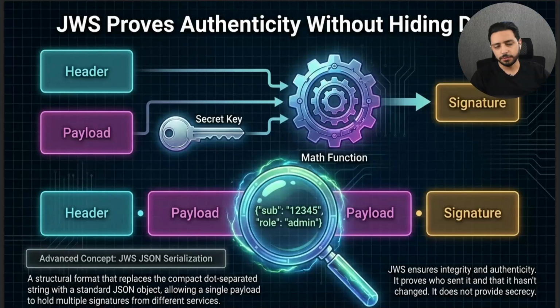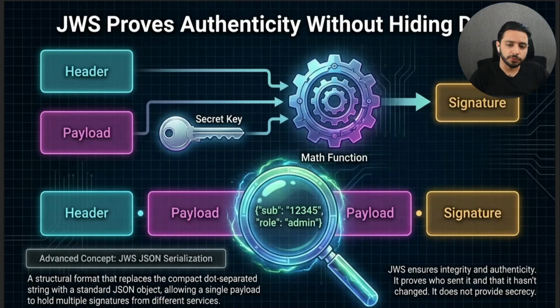To understand the relationship between JWT and JWS, you can think of it like this. JWT is the container and the JWS is the tool used to lock it. When you look at a typical signed JWT, you see three parts separated by dots. The first two parts are the header and the payload, and the final part appearing after the last dot is the signature.